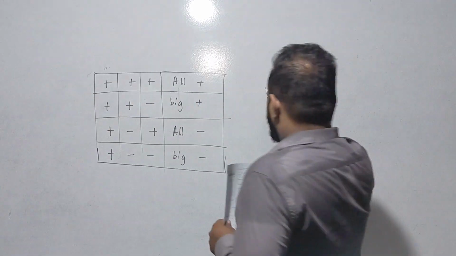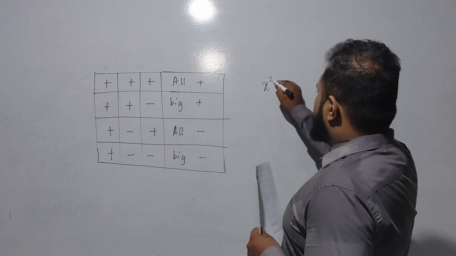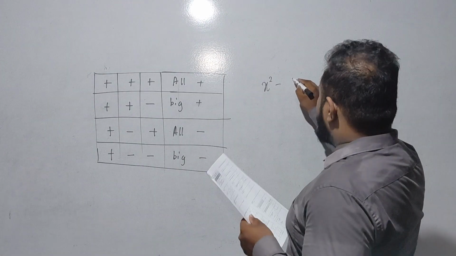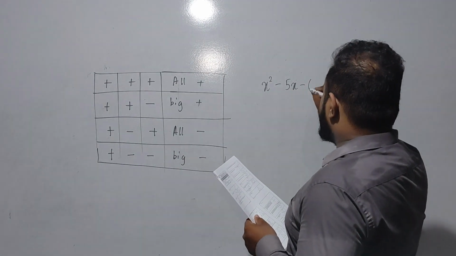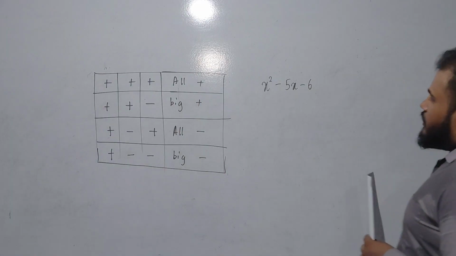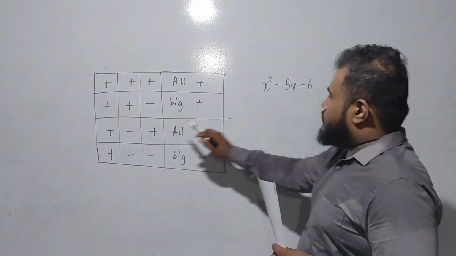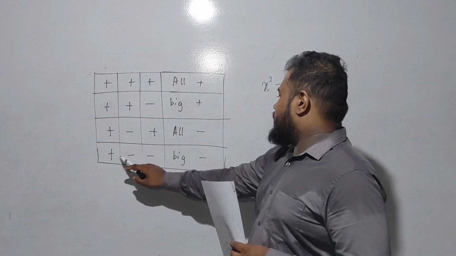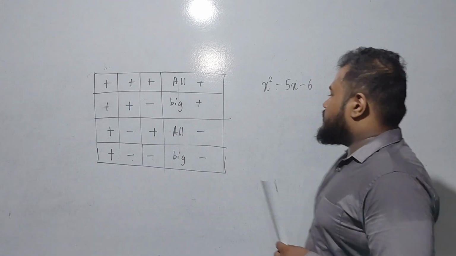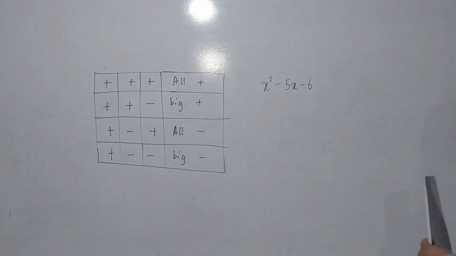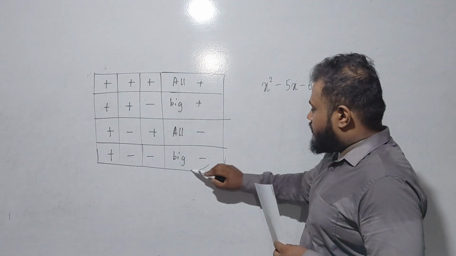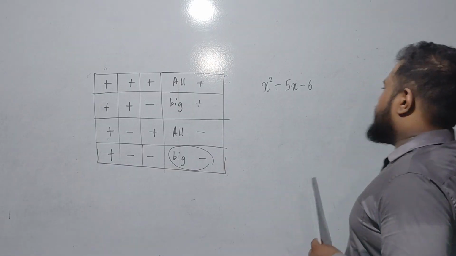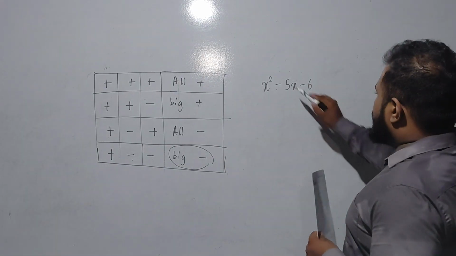So, the given question is x squared minus 5x minus 6. This is in the format of plus, minus, minus. That means the big factor will be minus. Now what we have to do?